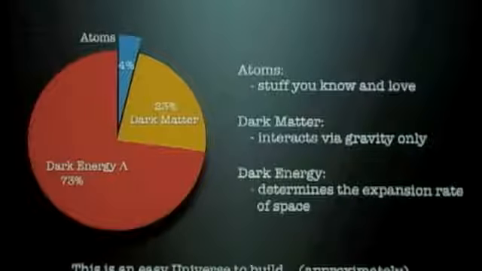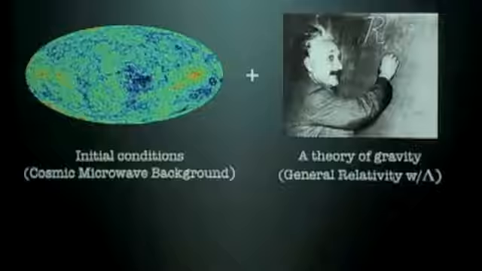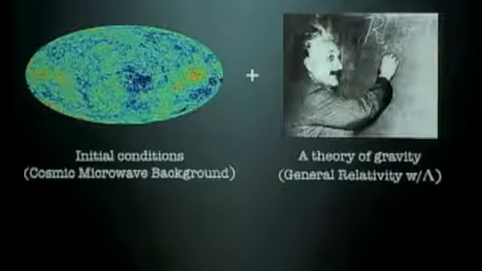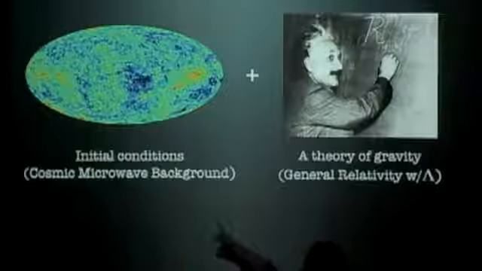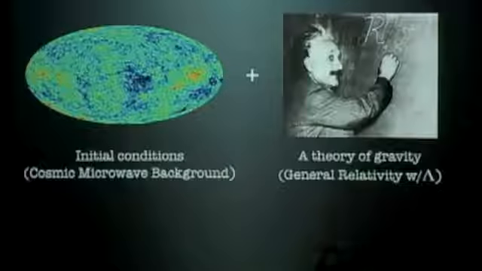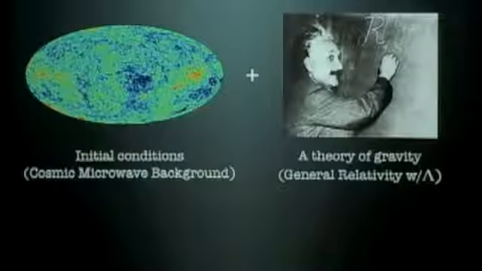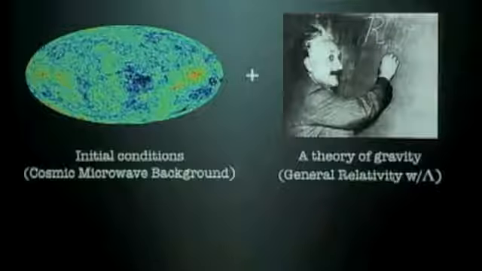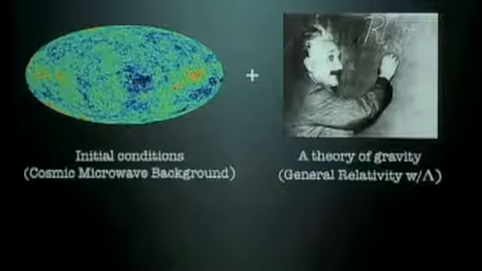Given this model, it's actually very simple to build a simulation of this universe. Because essentially, you have this constant pressure, and then you have stuff that interacts via gravity. So all you need is a set of initial conditions. You need to know what the initial density distribution of the early universe was, and we actually can measure that from the cosmic microwave background. So we have a measurement of how things start out, and then we need a theory of gravity. So you can take Einstein's theory of general relativity with a cosmological constant, and that gives you a theory for how those initial conditions should evolve with time.